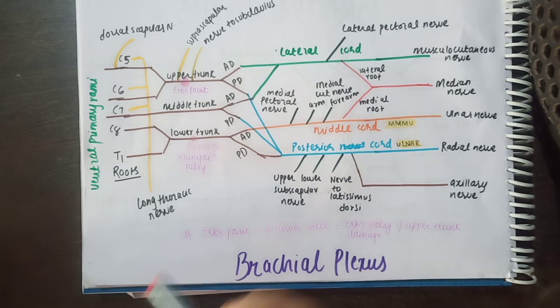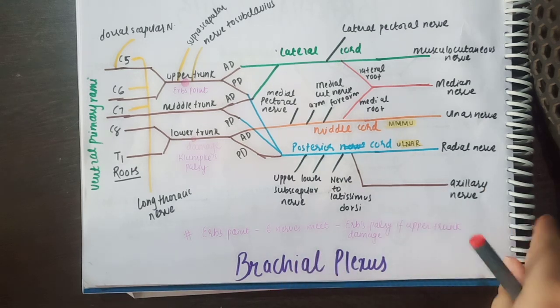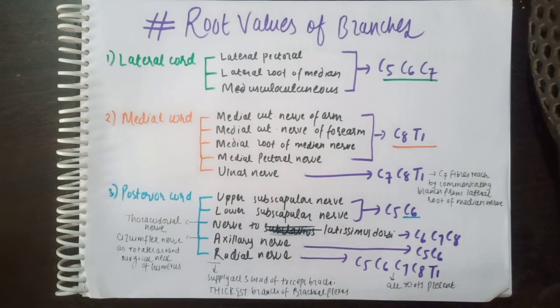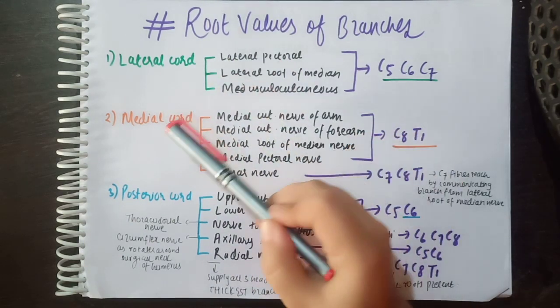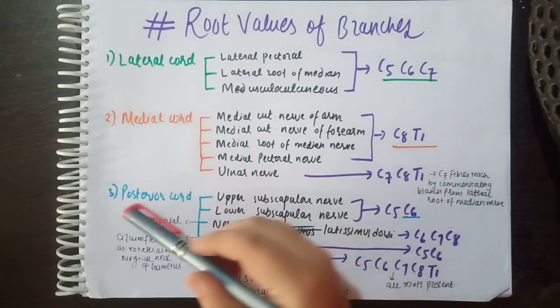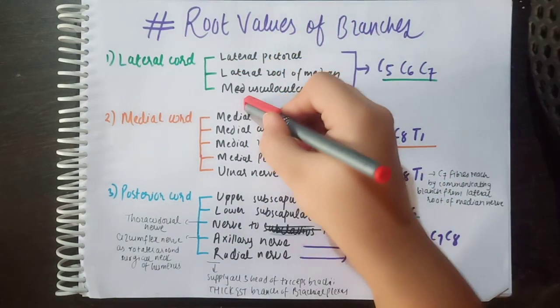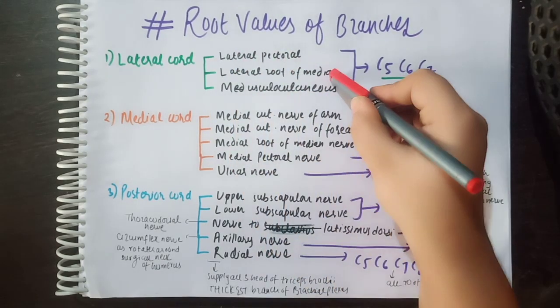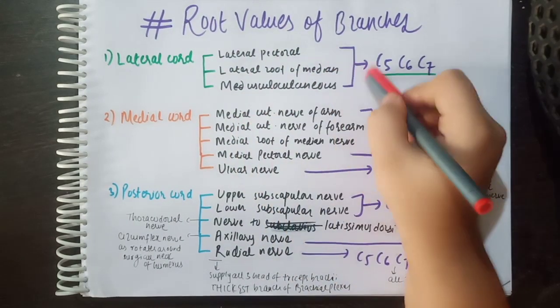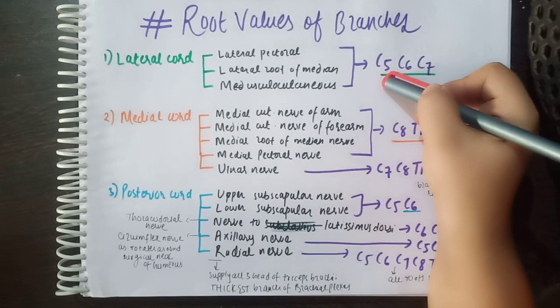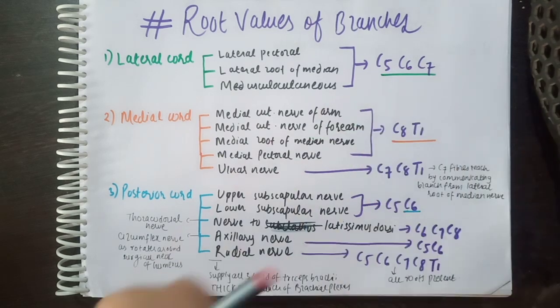For this lecture, you have to just know how to draw the diagram of the brachial plexus, and the second part is to remember the root values of the branches. Now root values of the branches. The lateral cord has 3 branches, as I said. Medial cord has 5 branches. Posterior cord has 5 branches. Now you know the branches. The lateral cord branches are LLM: lateral pectoral nerve, lateral root of median nerve, musculocutaneous nerve. All the 3 branches have the root value C5, C6 and C7, right?